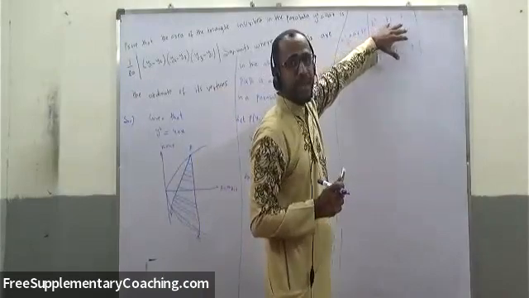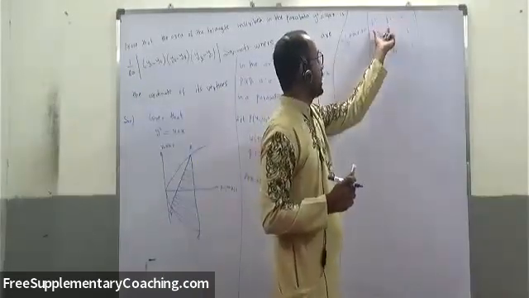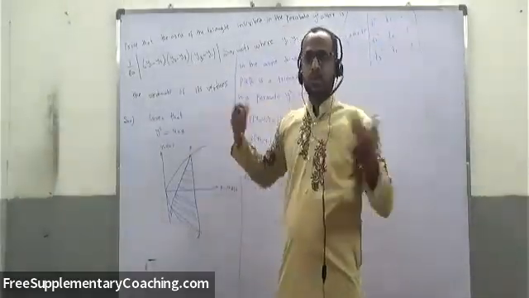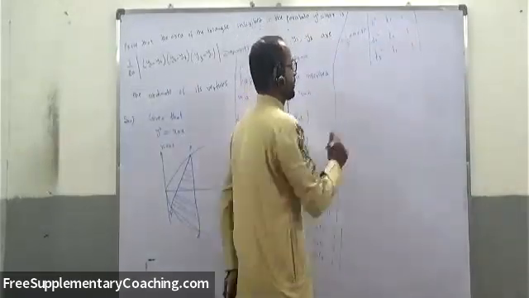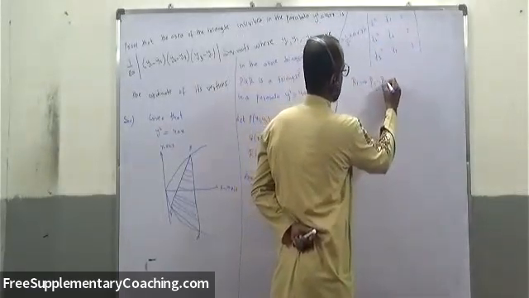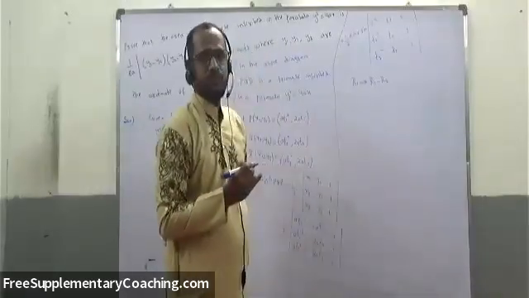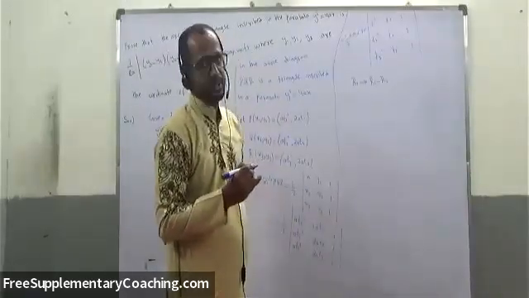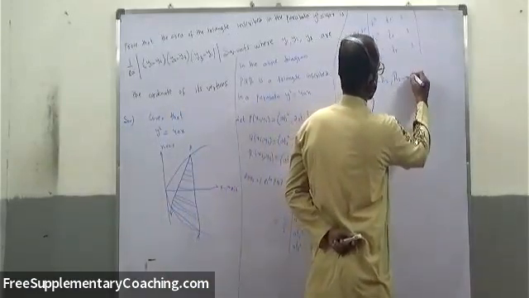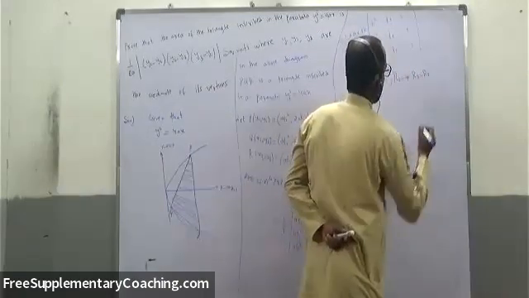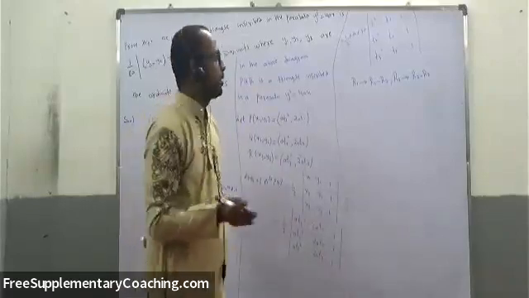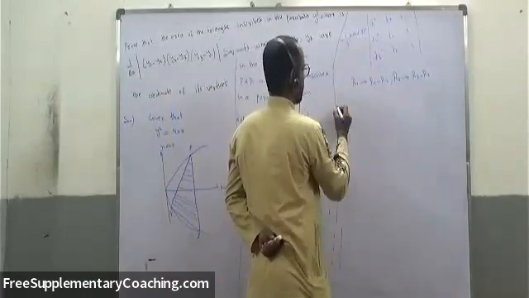In this particular matrix form, I am applying some row operations in order to get this result. What are they? Very simple, two operations. R1 tends to R1 minus R2, I'm subtracting the second row from the first row. Next, R2 is equal to R2 minus R3, I'm subtracting the third row from the second row. So this simplified form is what we have got.